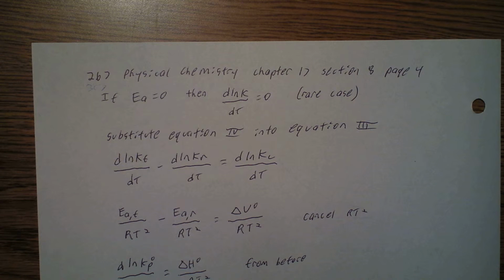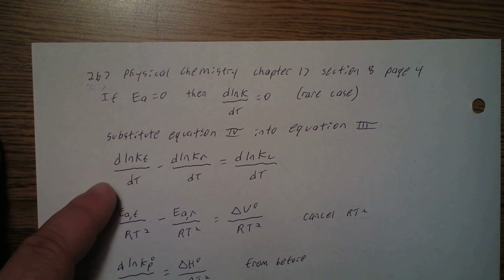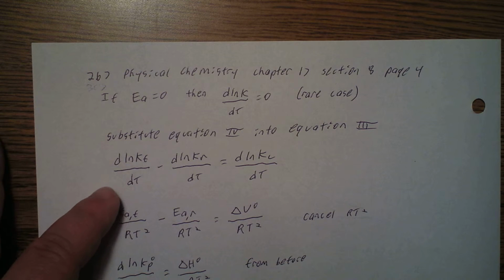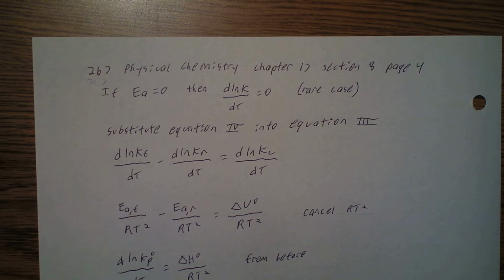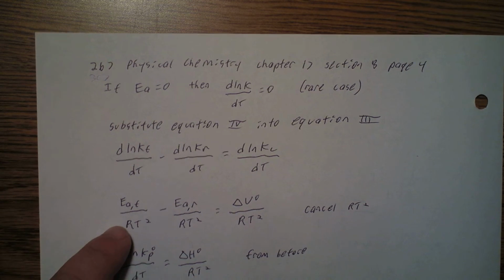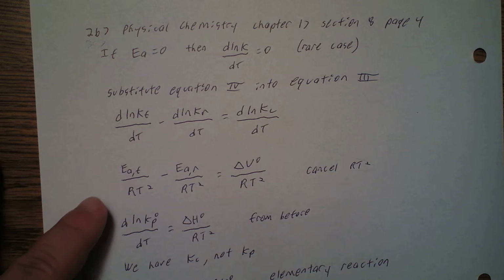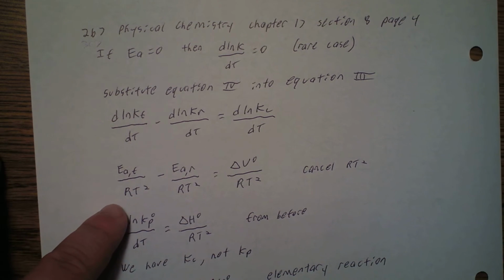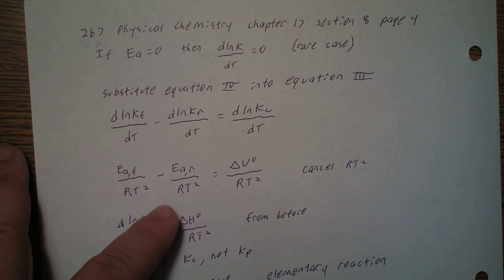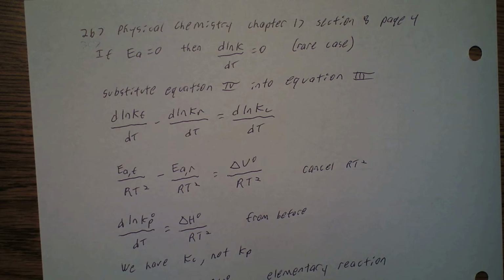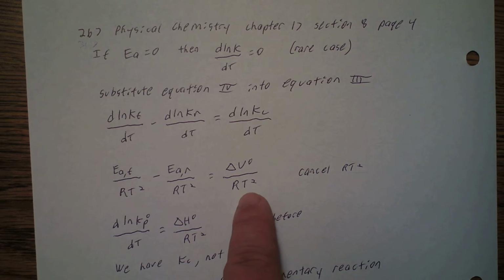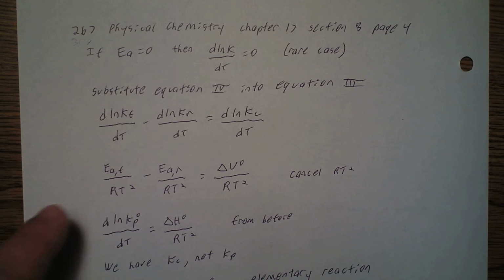Substitute equation 4 into equation 3, and we get the derivative of the natural log of the forward rate constant with respect to temperature minus the derivative of the natural log of the reverse rate constant with respect to temperature is equal to the derivative of the natural log of the equilibrium constant with respect to temperature. Then we get the energy of activation for the forward reaction over RT squared minus the energy of activation of the reverse reaction divided by RT squared is equal to the change in the internal energy, at the standard state, divided by RT squared.